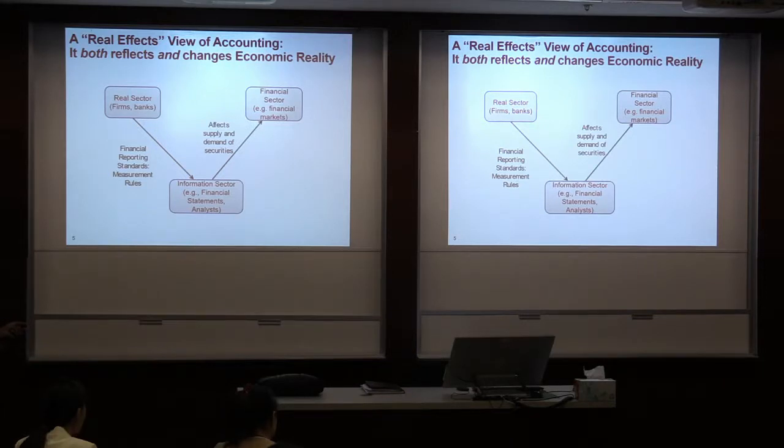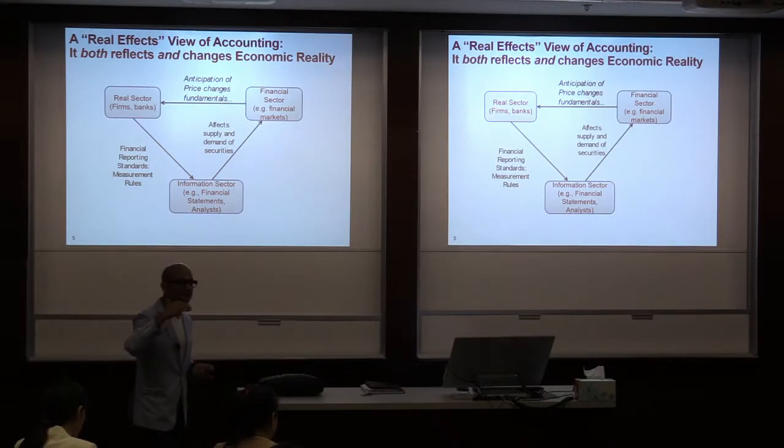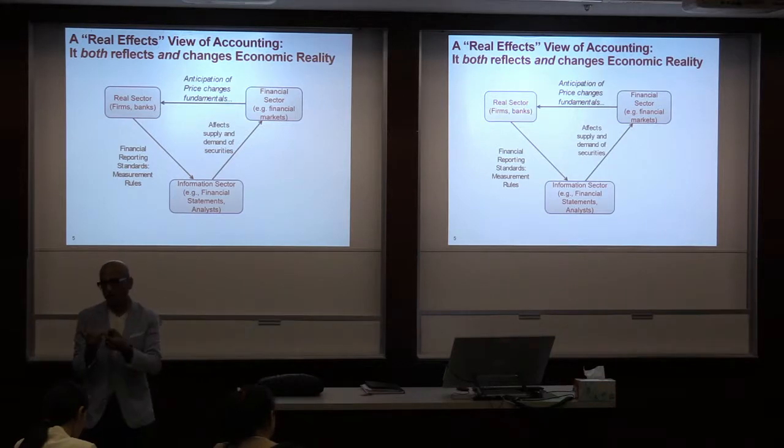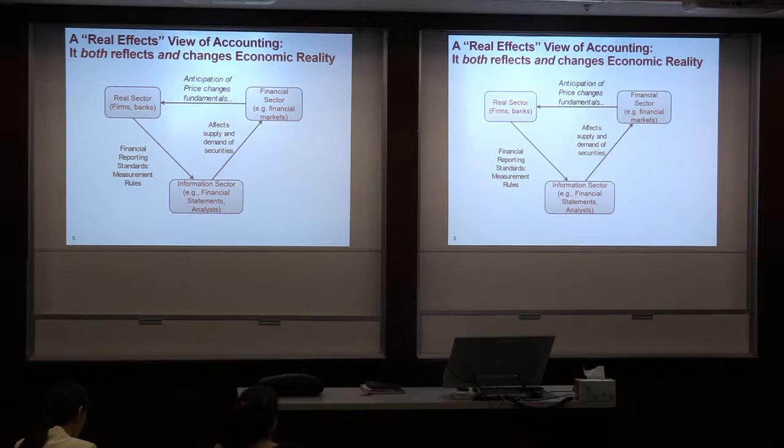But to see how this accounting is changing economic reality, we need to close the loop, which is that anticipation of price changes is going to affect fundamentals. The way you're going to be priced in the market is going to affect your decisions. And therefore, to study the desirability of disclosure, transparency, or measurement, you have to essentially model how the firm's decision itself is going to change in light of the measurement process changing.